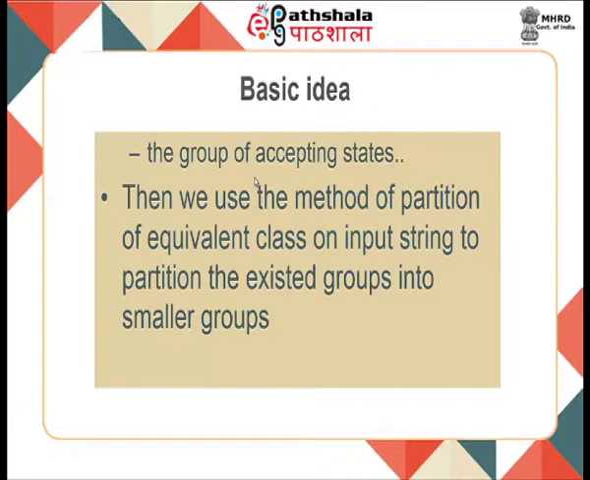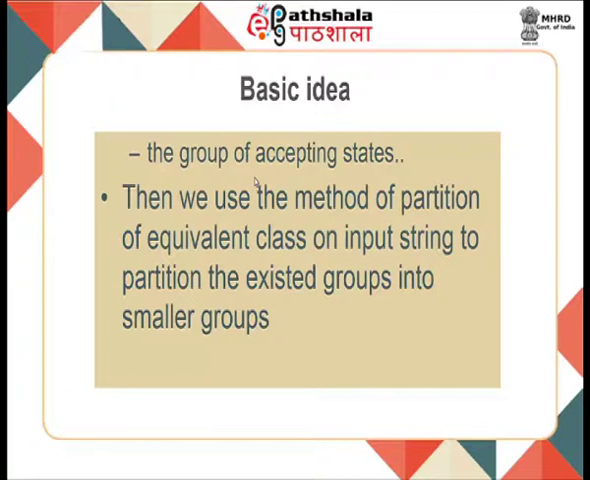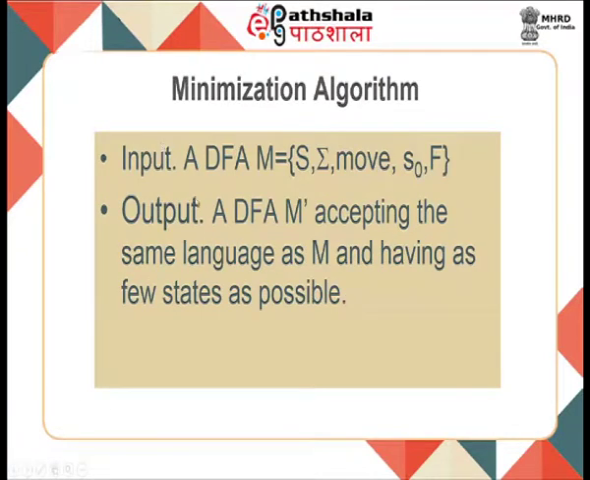Then we use the method of partition of equivalence classes on input strings to partition the existing groups into smaller groups. So, we keep on partitioning that. Okay. So, how do I partition? This is going to be the algorithm here. The input will be a DFA M, which has a set of states S, an input symbol set sigma, a transition function move, a start state S naught and a set of accepting states F. The output will be a DFA M dash accepting the same language as M and having as few states as possible.